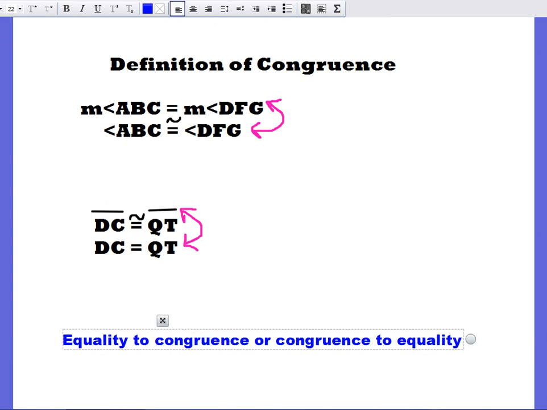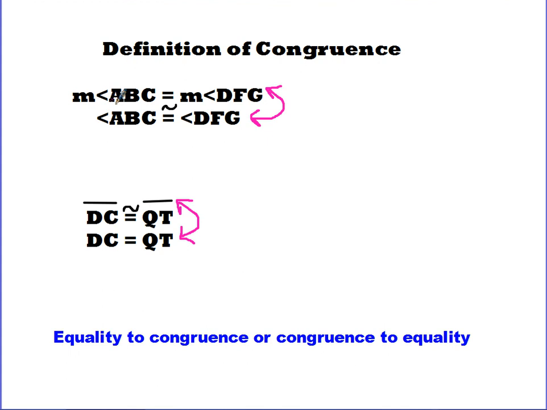Okay, so what I've done here is, on this first example, I have been talking about the measurement of angle ABC is equal to the measurement of angle DFG. Whenever we're talking about angles and equality, we put the M out front because we're talking about the measurement. When I'm talking about congruence, I'm talking about the actual angle. So if I wanted to justify why I went from this step to this step, my reasoning would be definition of congruence. Same thing down here, I'm talking about a segment going from congruence to equality. My reasoning is still definition of congruence, because that's what congruence means. If two things are congruent, then they're equal.